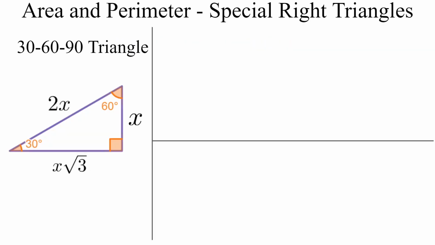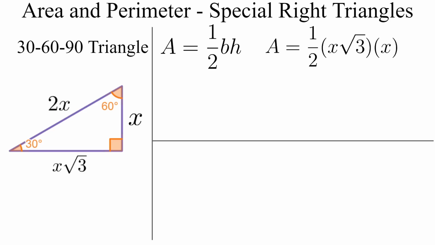Okay, so now we're going to talk about area and perimeter problems. So we're going to do a 30, 60, 90 first. As we were talking about before, area is 1/2 base times height. So for this triangle, that would look something like this: 1/2 times x√3 times x. Remember, we used the two legs, just not the hypotenuse. And that will simplify to something like this: area equals √3 over 2 x squared.